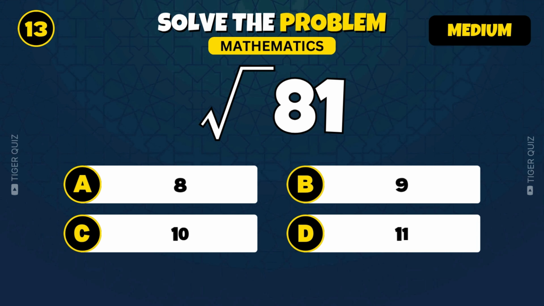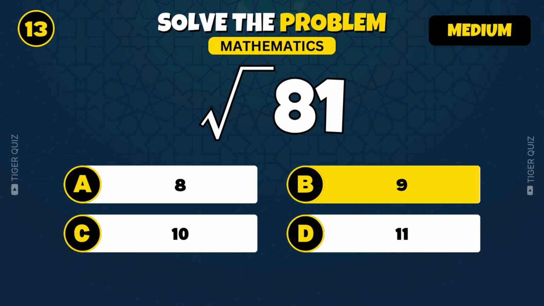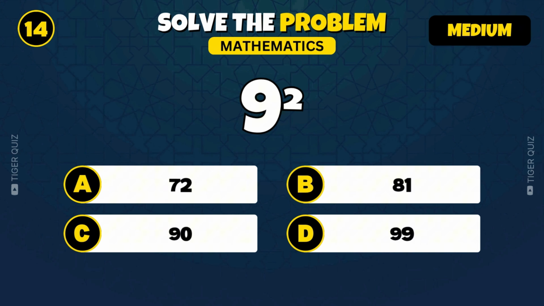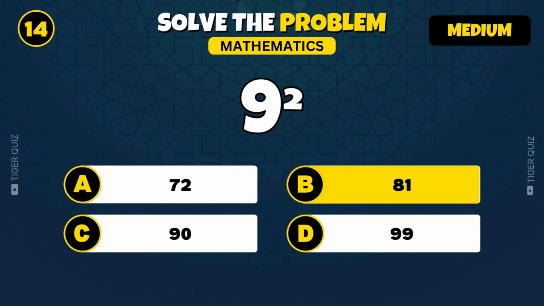What is the square root of 81? Exactly. The answer is 9. What is 9 squared? That's right, it's 81.